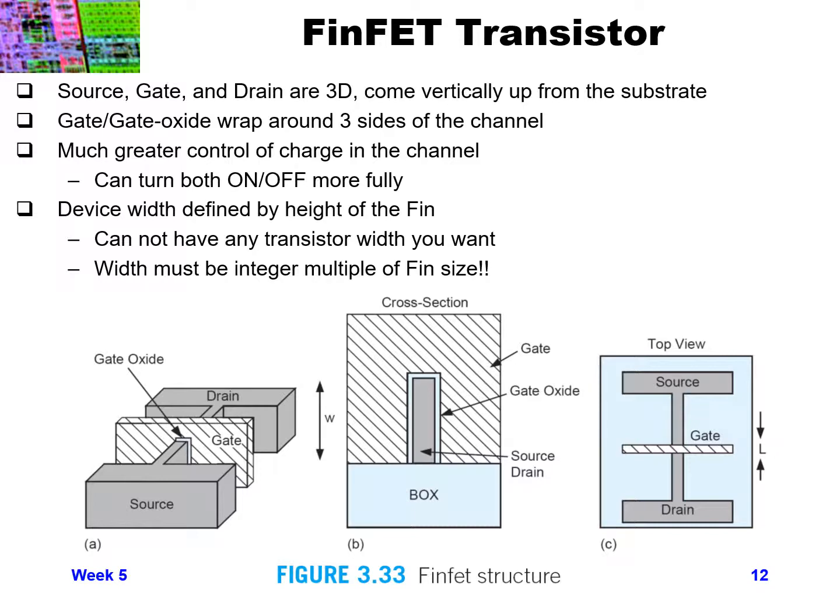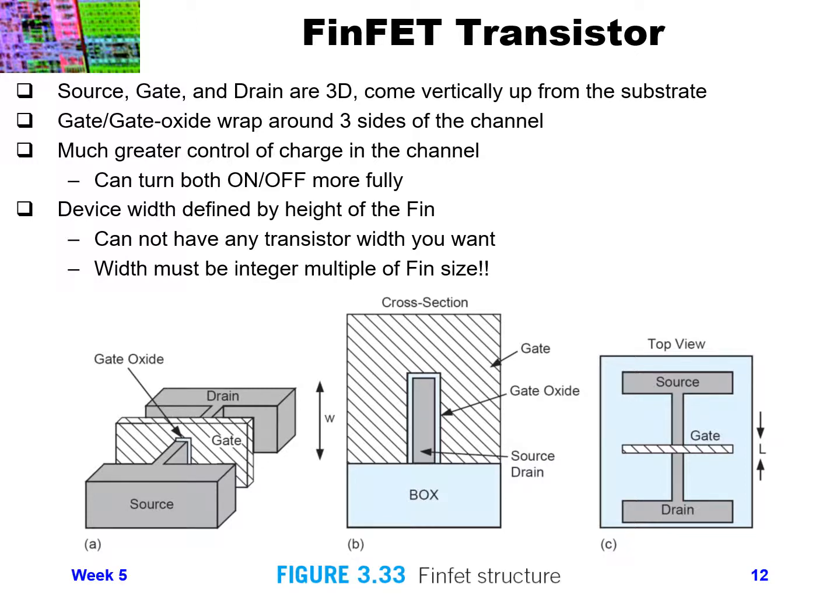The advent of the FinFET transistor actually causes the source, gate, and drain to become 3D and come up vertically from the substrate. So you can see in the figure below where we have the substrate, and then we have a source region that comes up from the substrate. We have a thin fin, basically a wall, if you will, going between the source and the drain that's fairly thin, and that's going to be our gate region or channel between the source and drain.